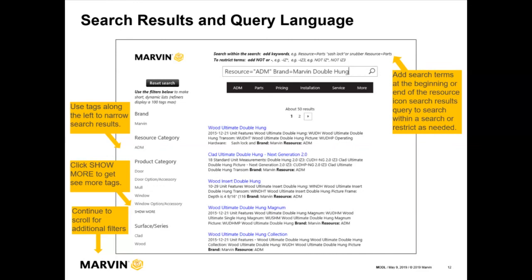That is something online docs is great at: options. You have all the options. So if you've run out of options, then you're doing a great job, and you've probably narrowed it down to one result. On the top there, it's talking about how you can add search terms at the beginning or the end of the resource icon in order to narrow within that department. So if I'm looking in the ADM, but I want the double hungs to show up, that's where you're going to put in that qualifier.